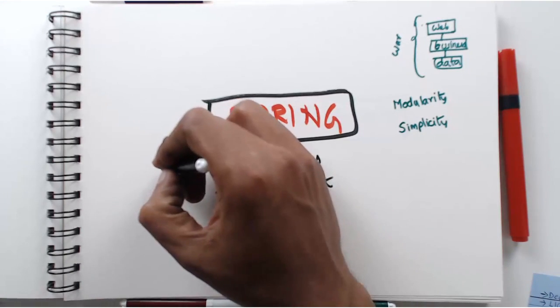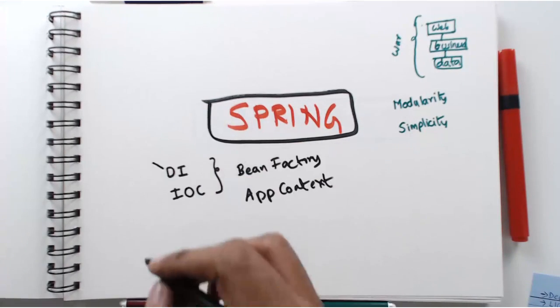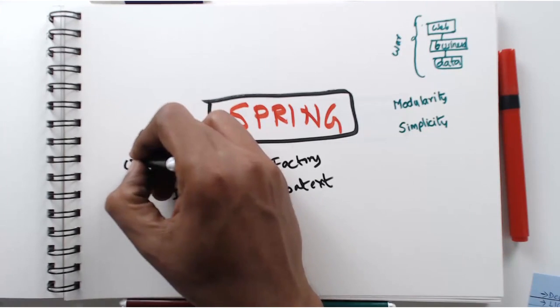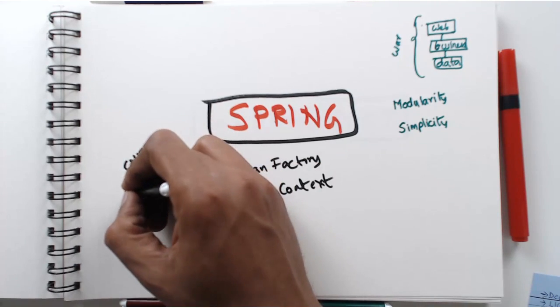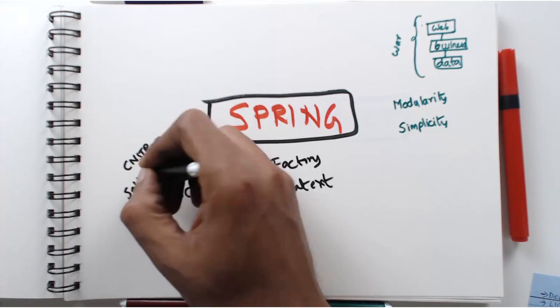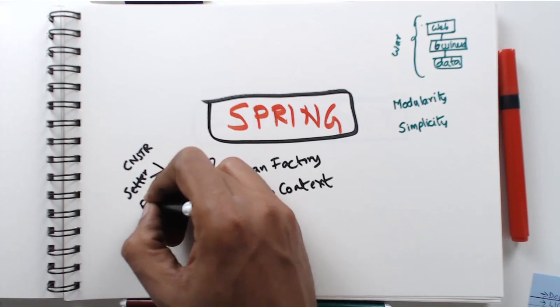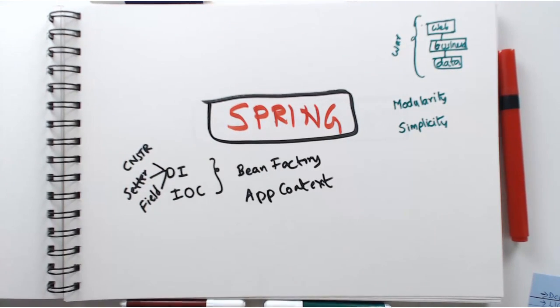You need to also understand the different kinds of dependency injection. There is constructor injection, there is setter injection, and also there is something called field injection. You need to understand all the types of dependency injection and choose the right one for your specific context.